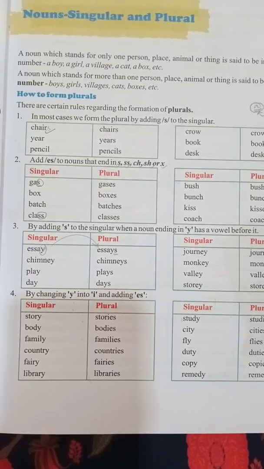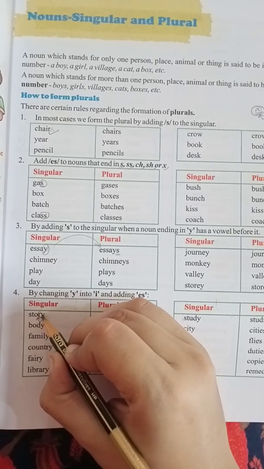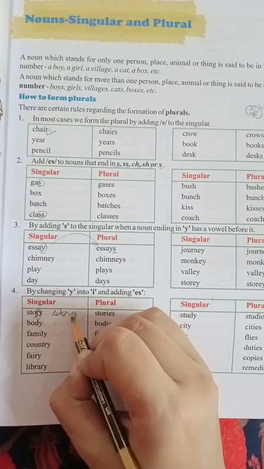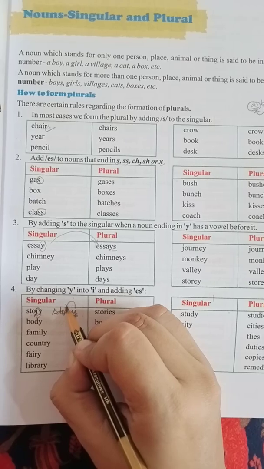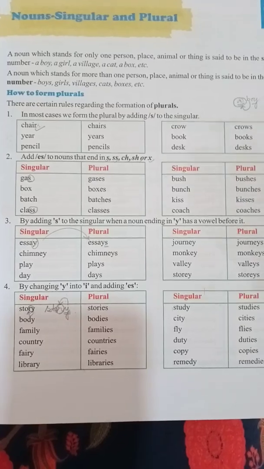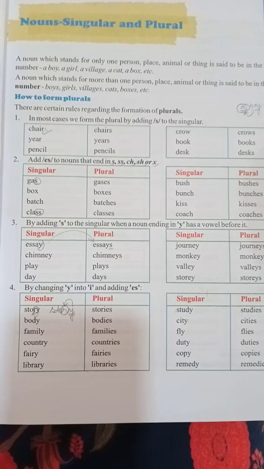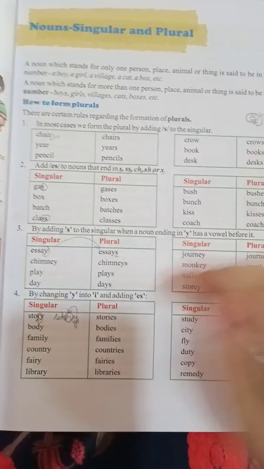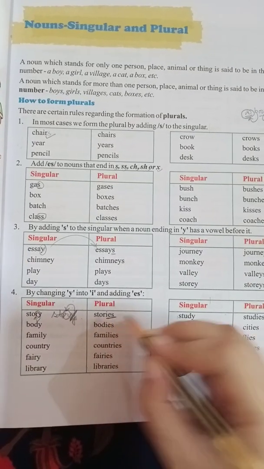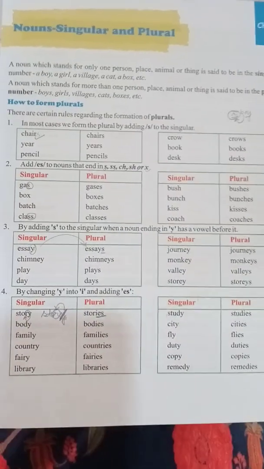Now, changing y into i and adding es to it: there are a few nouns which are ending with y, but before y you could see a consonant letter, like story. In story, y is the ending, but before y you could look that r is coming, and r is a consonant, it is not a vowel. So whenever a noun is ending with y and preceded by a consonant, what you have to do? You have to form its plural by removing that y, replacing this y by adding ies to it. Okay, so story becomes stories, study becomes studies.